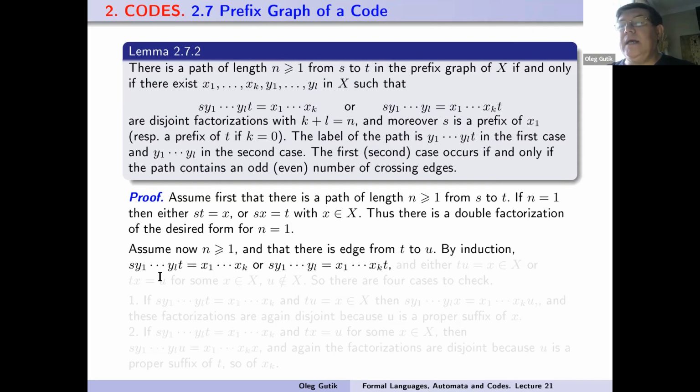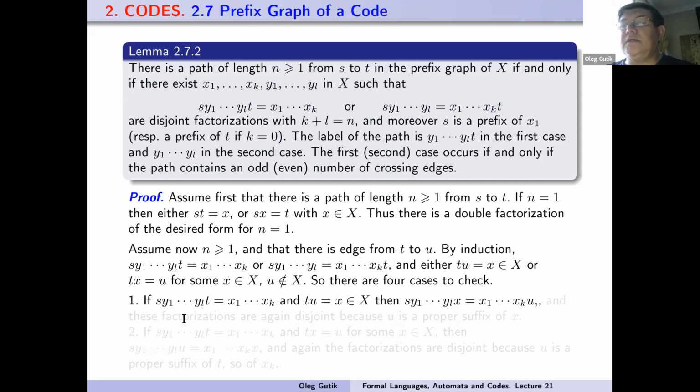And by induction, the word s y1 so on yl t is equal to the word x1 so on xk, or the word s y1 so on yl is equal to the word x1 so on xk t, and either tu is equal x belongs to X capital, or tx is equal u for some word x from X capital and u does not belong to X capital. So there exist 4 cases to take.